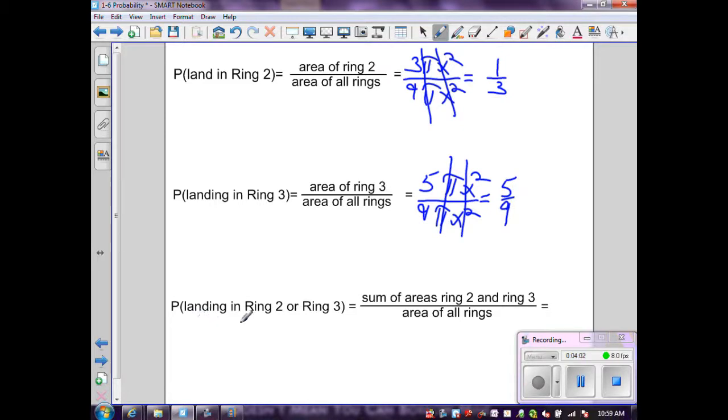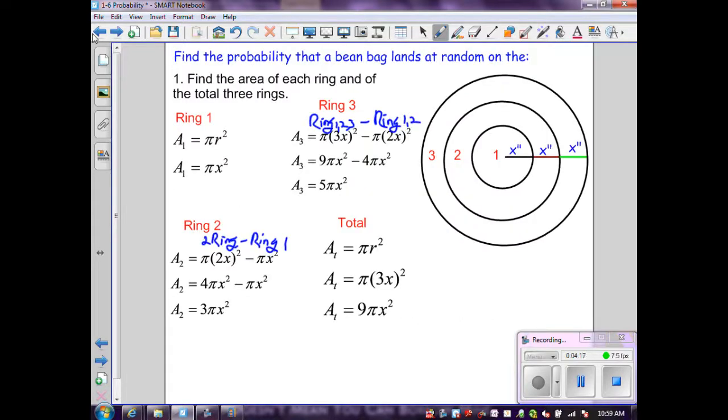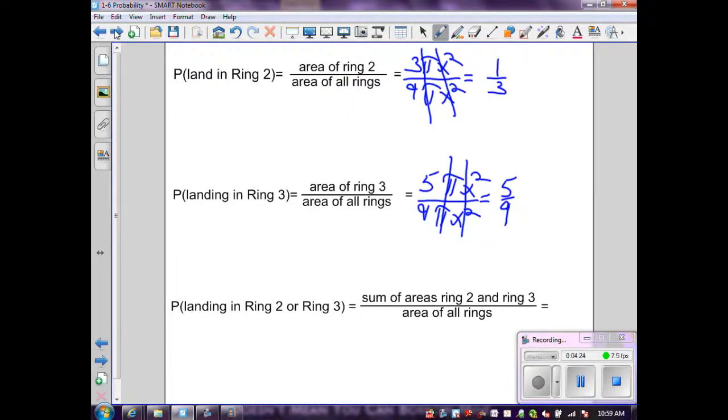Now I want the probability of landing in ring 2 or 3. Therefore, what I need to do is to find the sum of areas of ring 2 and 3 over the area of the total. The area of ring 2 and 3 added together is going to be 3 pi x squared plus 5 pi x squared, which is 8 pi x squared, over 9 pi x squared, which, when I simplify, is going to give me 8 to 9.